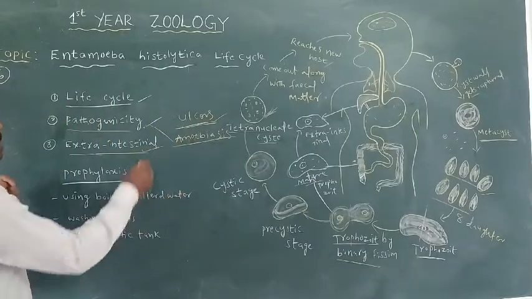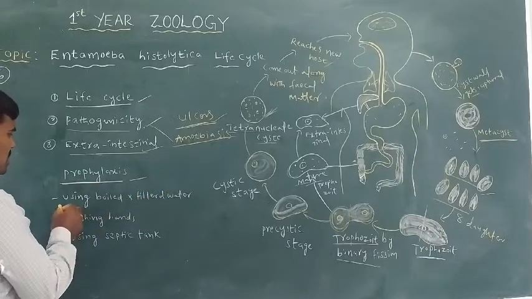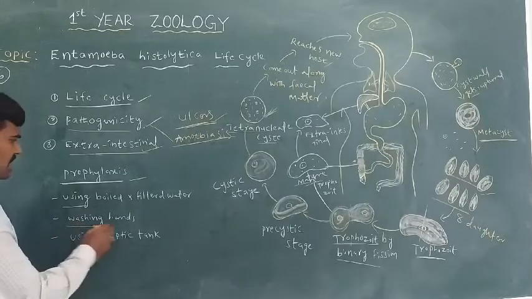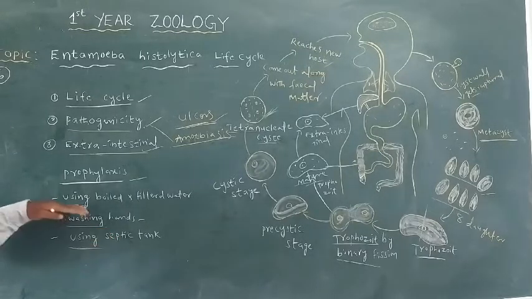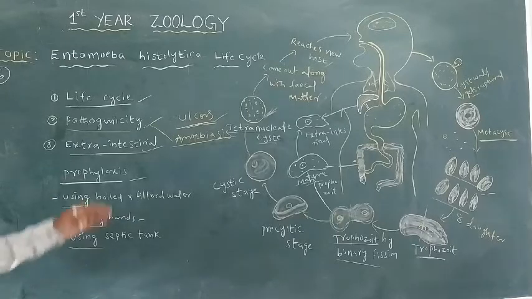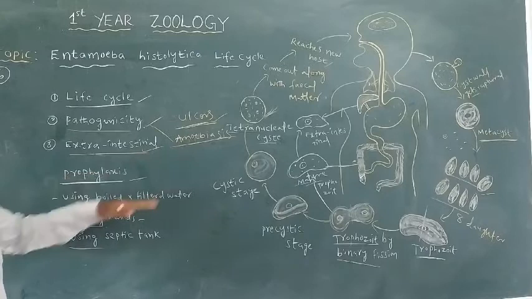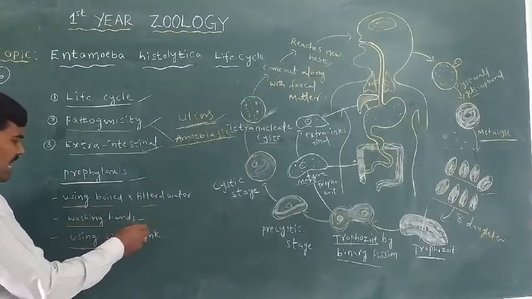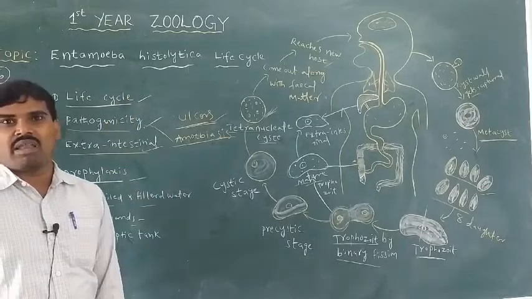See the life cycle of Entamoeba histolytica. And lastly, prophylaxis: using boiled and filtered water, washing the hands before meals, and using septic tanks and toilets. This is the prevention of amoebiasis. This is the Entamoeba histolytica life cycle.